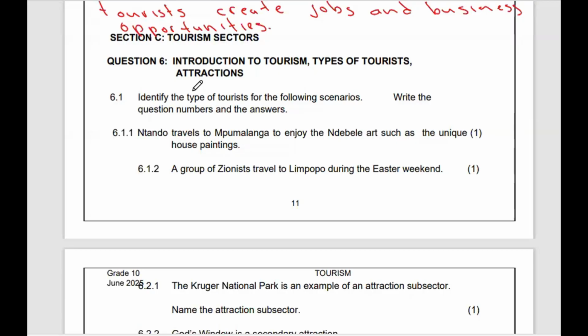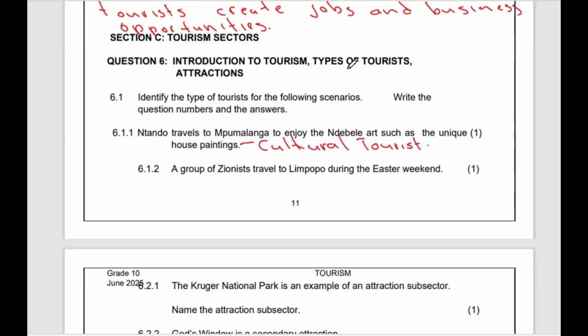6.1.1, Ntando travels to Mpumalanga to enjoy Ndebele art such as the unique house paintings. So we would put Ntando in the cultural tourist category. So Ntando would be a cultural tourist, simply because the attractions she is consuming are related to Ndebele culture. In that regard, we refer to her as a cultural tourist.